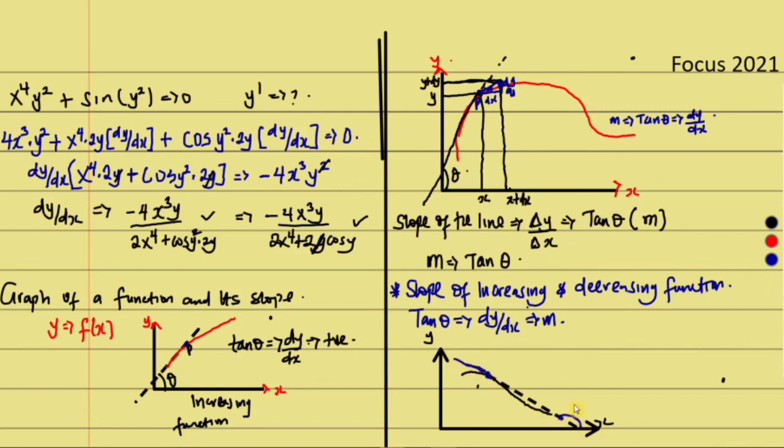The angle it's making here is theta. In this case, this is a decreasing function, because for every increase in x, y is decreasing. So it's a decreasing graph or a decreasing function. The slope of this line, which we call tan theta, is an obtuse angle, which is the same thing as dy by dx, and is always going to be negative. So the point I want you to have in mind is that for an increasing graph, slope is positive, and for a decreasing graph, slope will always be negative.